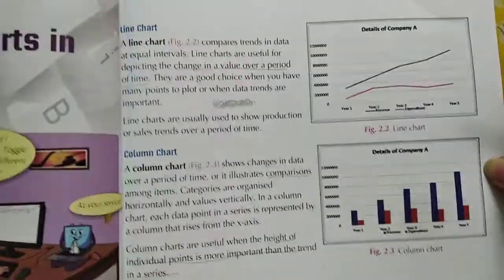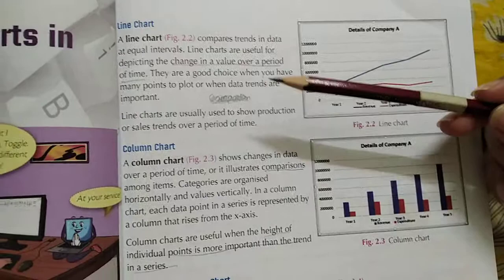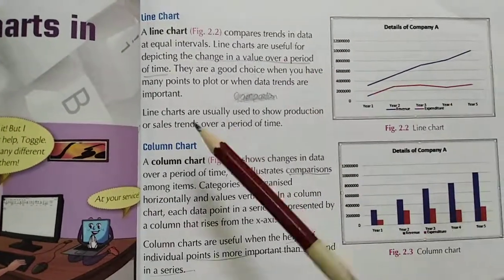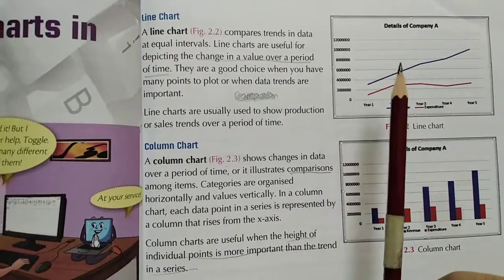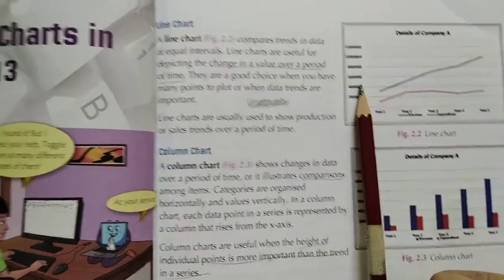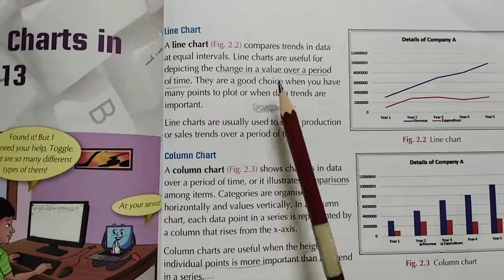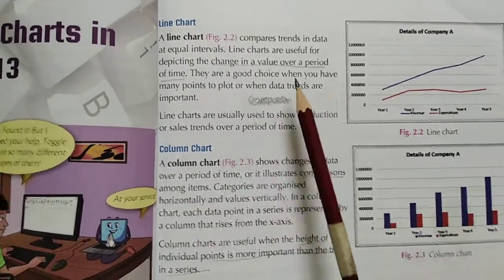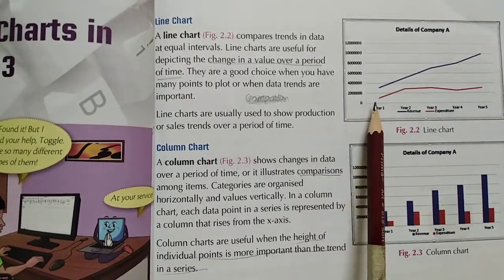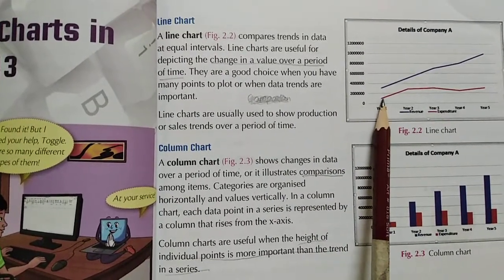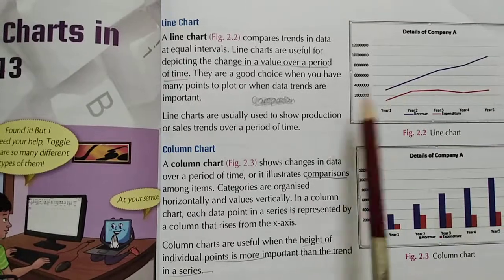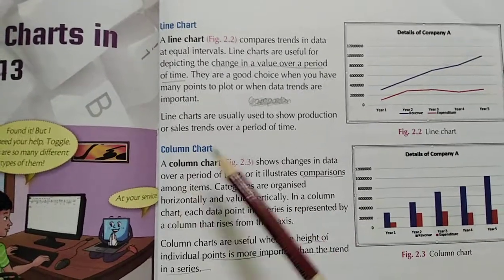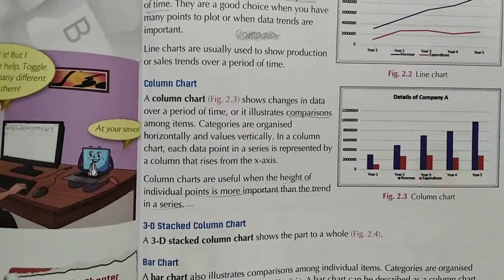First of all, there is the line chart. A line chart is a chart in which one or two things are compared over the period of time. So you can compare and see how your revenues or expenditures were over the first year, second year or third year. Then comes the column chart.